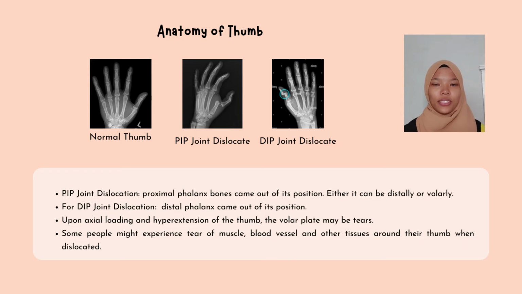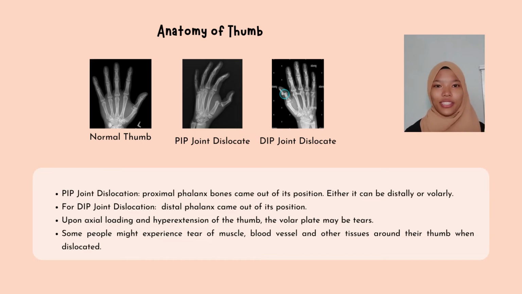Next, we move to the anatomy of the thumb. This is the comparison between a normal thumb condition and a dislocated thumb condition. After experiencing a dislocation, we can see that the bone has completely come out of its position. For interphalangeal joint dislocation, we can see that the proximal phalanx bone came out of its position, either distally or volarly. At the same time, for distal interphalangeal joint dislocation, we can see that the distal phalanx bone came out of its position.